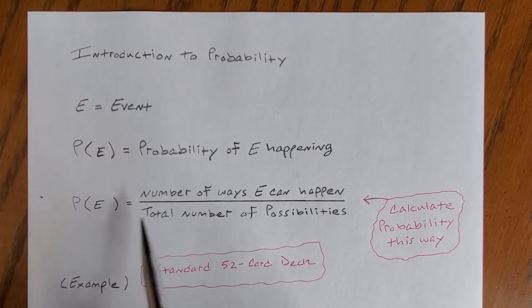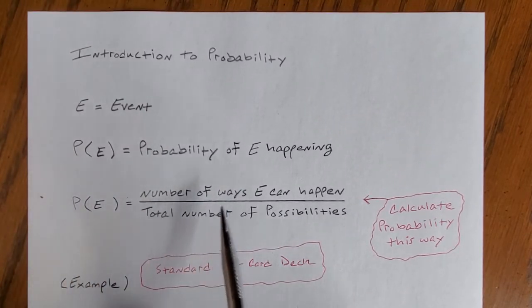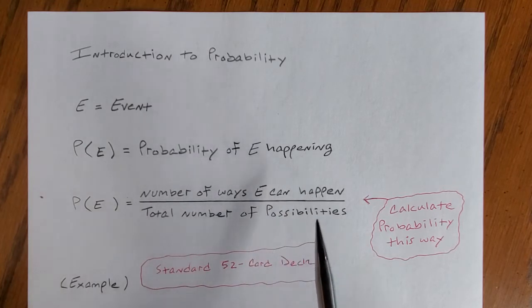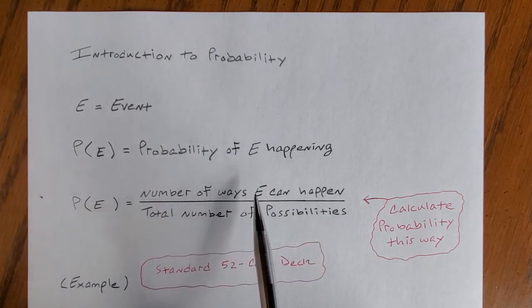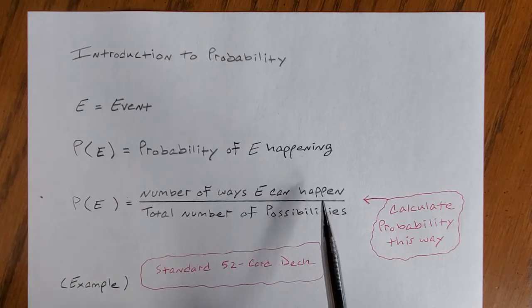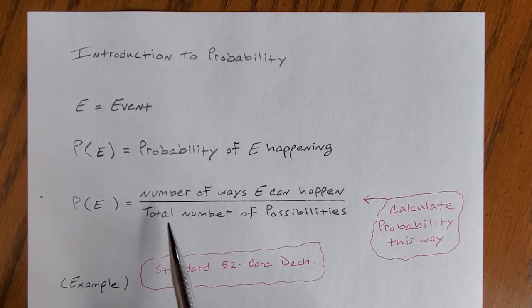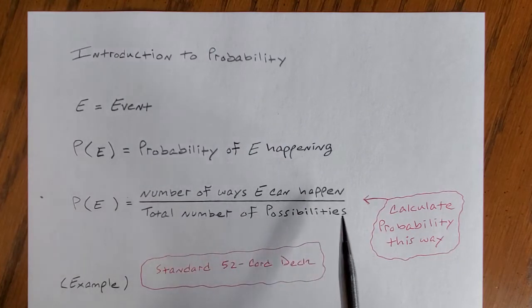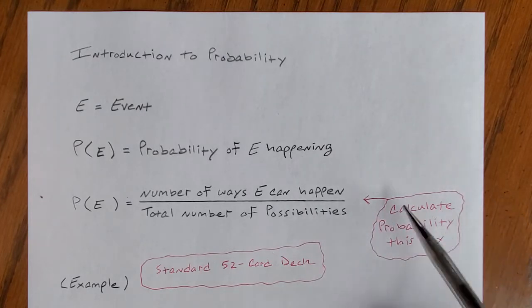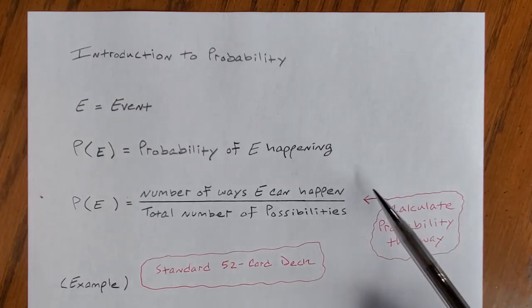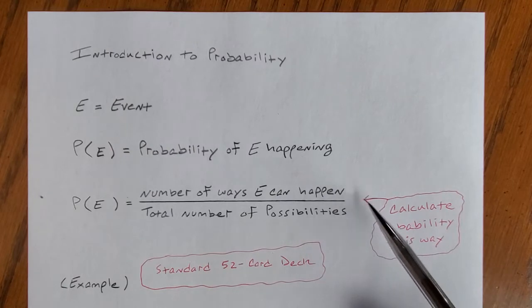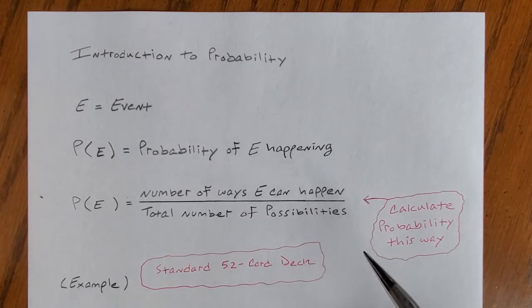Now, the way you calculate the probability of an event E happening is you take the number of ways that that event can happen. There may be more than one way that the event can happen. And you divide that by the total number of possibilities. Okay? All right. Now that's how you calculate it. This is called the classical probability definition. We'll expand on this a little later. Okay? But for now, we're going to stick with just this.